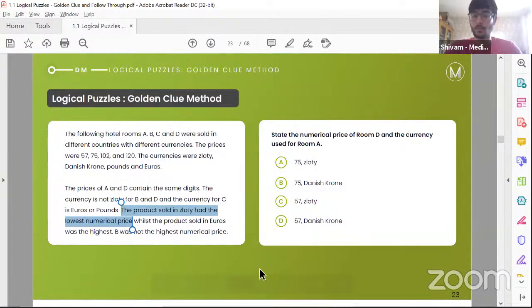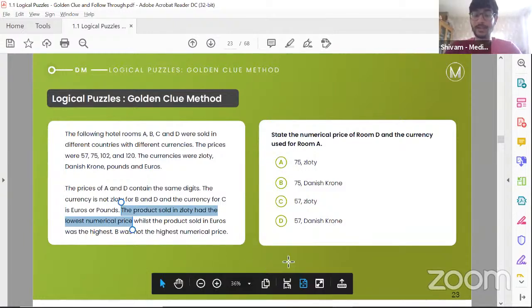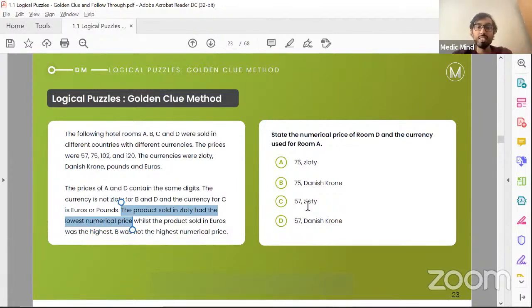Exactly. So what you can do straight away, immediately, we've only read one sentence, Mohil, we can immediately get rid of C. Why can we immediately get rid of C? Because 57 zloty will be the currency. We can't have one item being 57 of a different currency and a second item being of zloty, because the item that has zloty will be 57. So for example, if it's room D will be 57 zloty. It won't be 57 pounds. And then room A being 75 zloty.